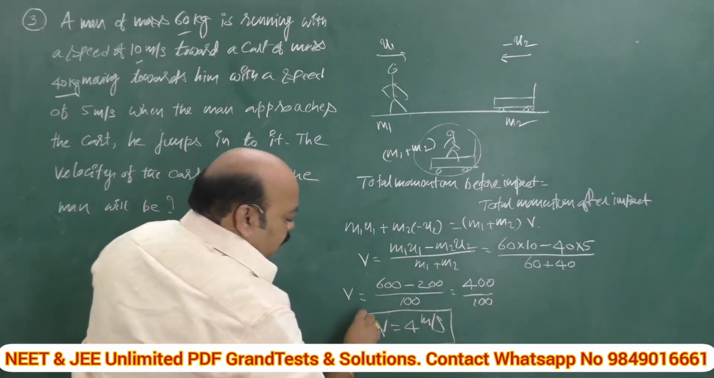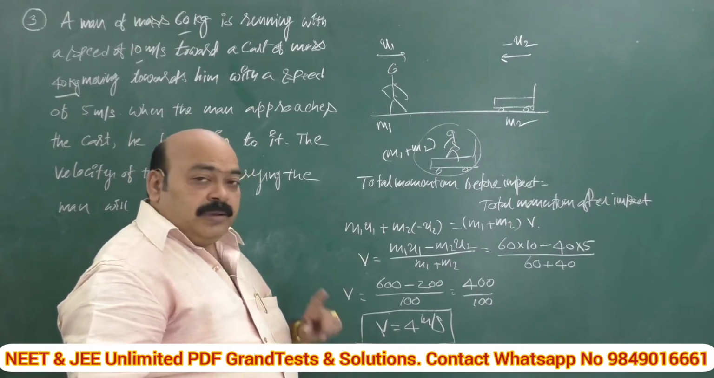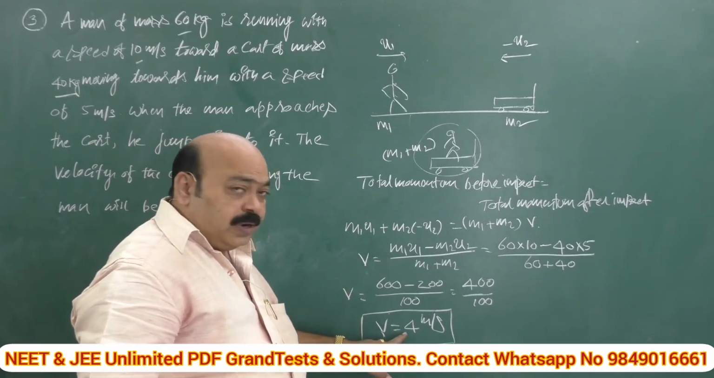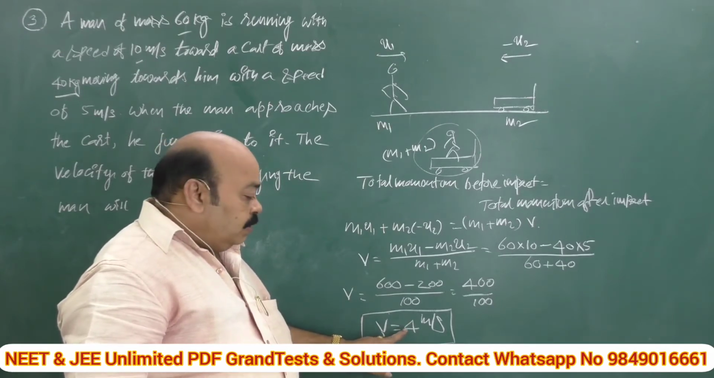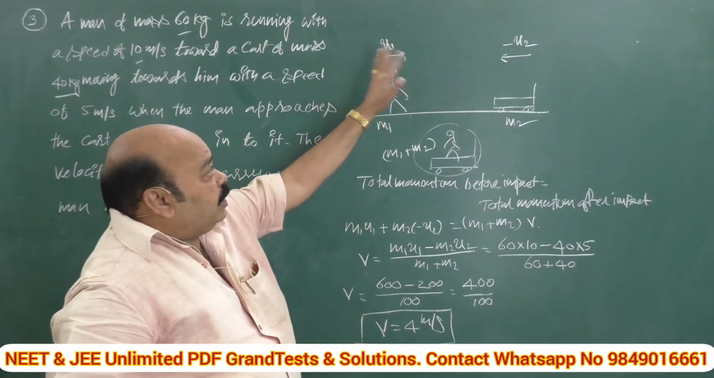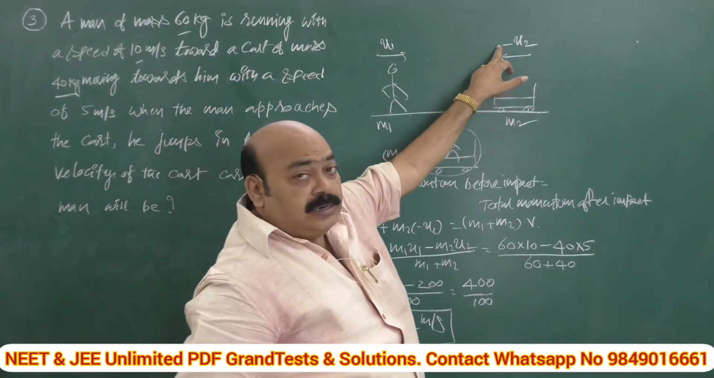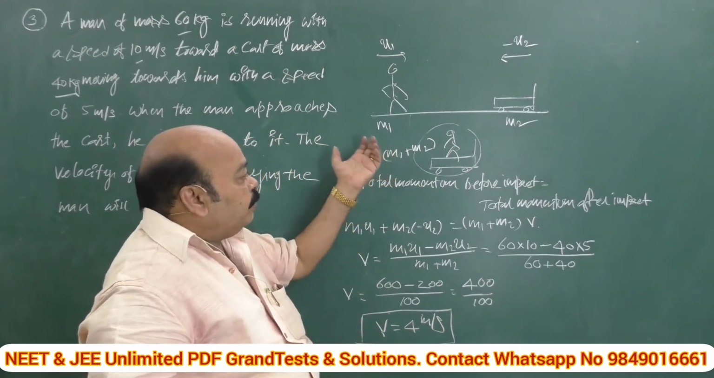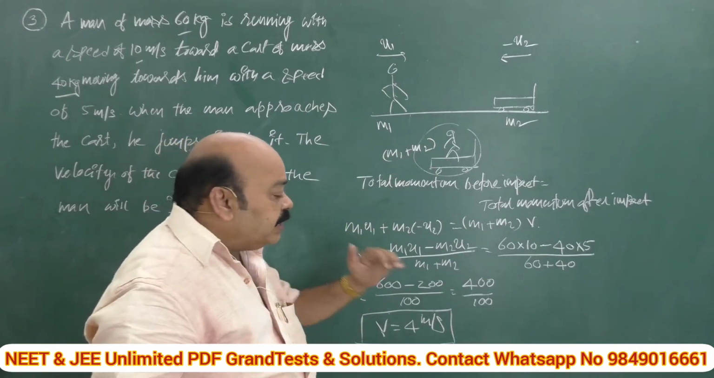4 meter per second. It is not at all difficult to substitute the numbers. Even high school students can do it. But the only thing is, after getting the final value, you have to check whether it is positive or negative. This is positive, plus 4, it is not minus 4. We ascertain the sign while starting the problem. Left to right, that means the direction of the man is considered as positive, the direction of the cart is considered as negative. So our answer is positive. What does it refer to? After the man jumps into the cart, both the cart and man will move in the direction of the man.